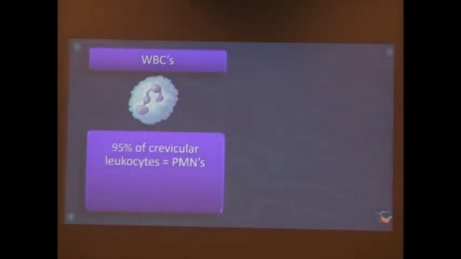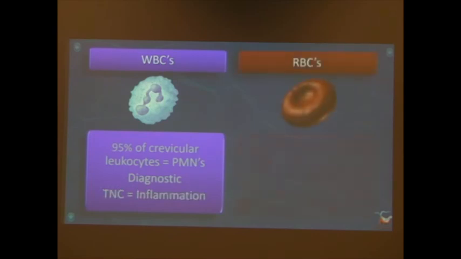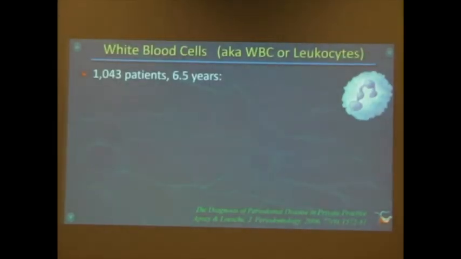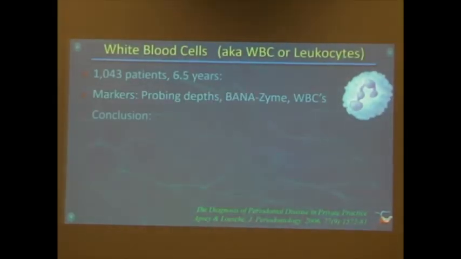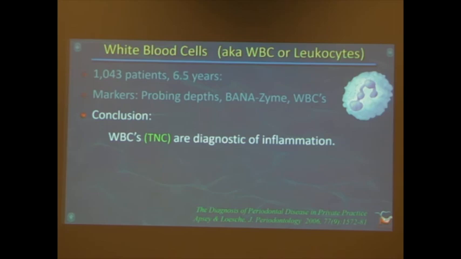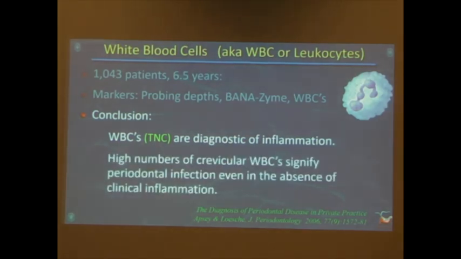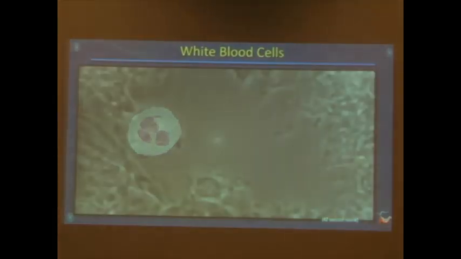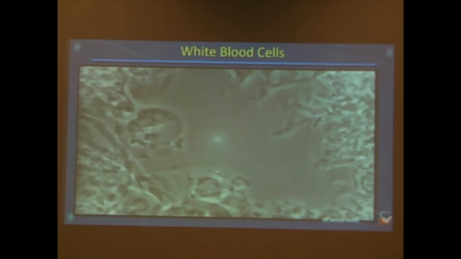White blood cells, again, the predominant type we see are the PMN cells with a trilobe nucleus, sometimes four lobes. Red blood cells, not diagnostically significant. Let's skip over those. Studies in the literature, I just picked out a few here, show the correlation of numbers of white blood cells with disease. Obviously, they're the inflammatory cell. There's what one looks like at high magnification.